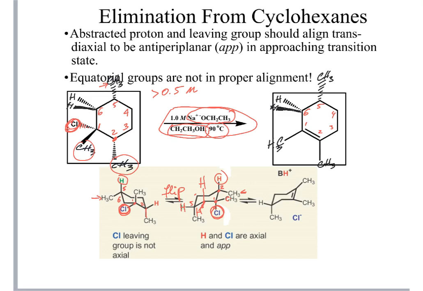Because when you have more than one alpha hydrogen, once you confirm that the leaving group and the hydrogen that you consider for elimination are axial and anti-periplanar, the Zaitsev rule will be followed. And the hydrogen that will be eliminated is the one that's more highly substituted.